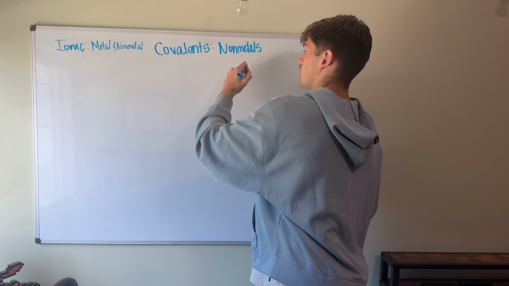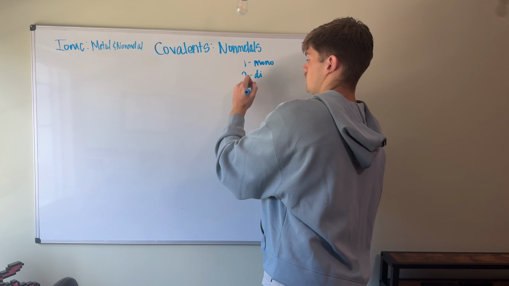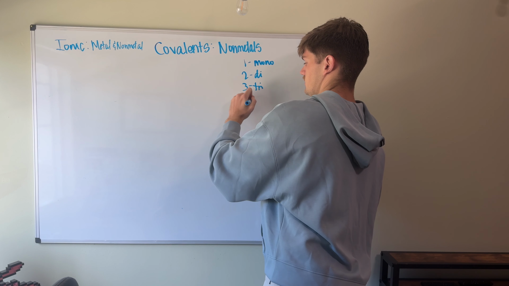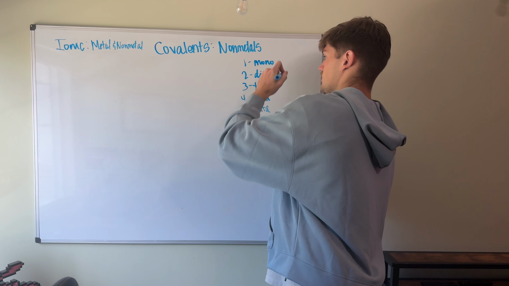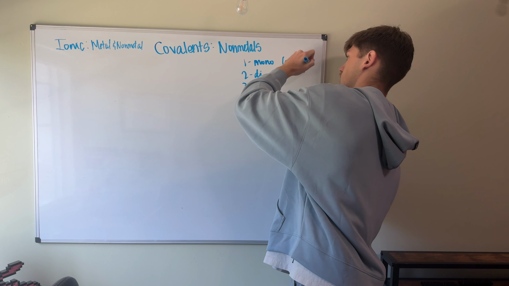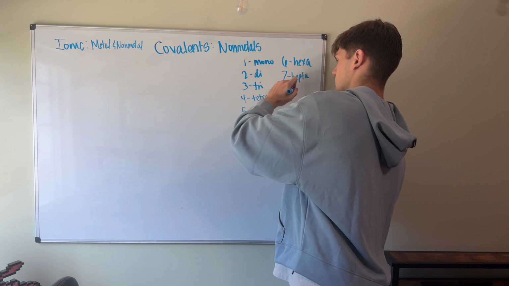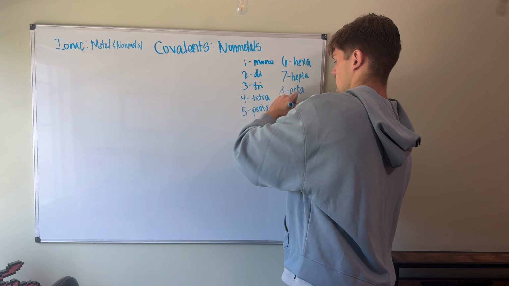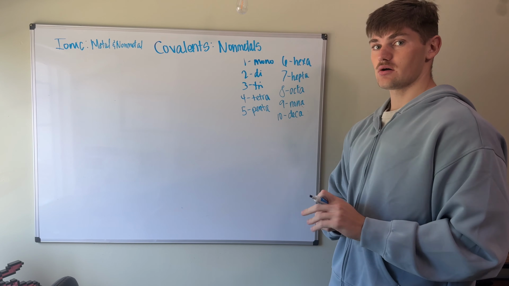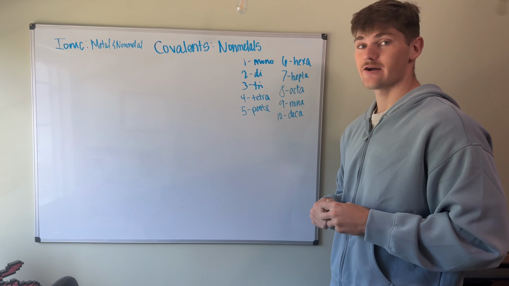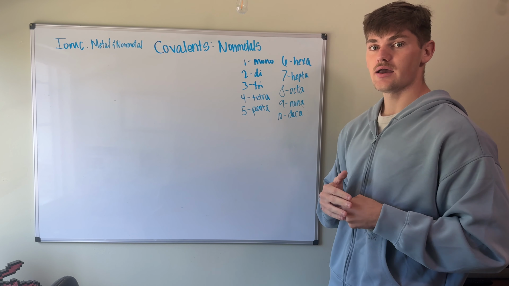So 1 being mono, 2 being di, 3 tri, 4 tetra, 5 penta, 6 hexa, 7 hepta, 8 octa, 9 nona, and then 10 deca. Obviously we can go up as high as we want, but for pretty much the entirety of this course, this is all you're going to be using. Mono, di, tri, tetra, penta, hexa, hepta, octa, nona, and deca.